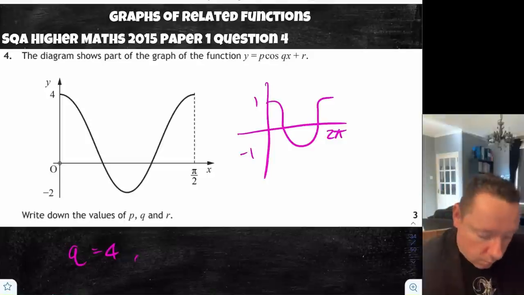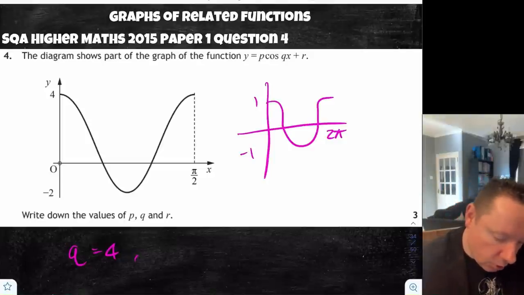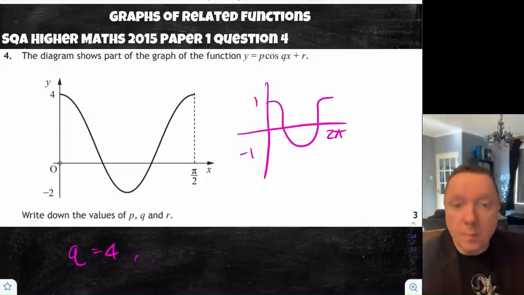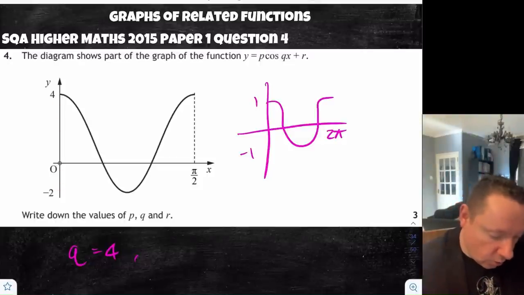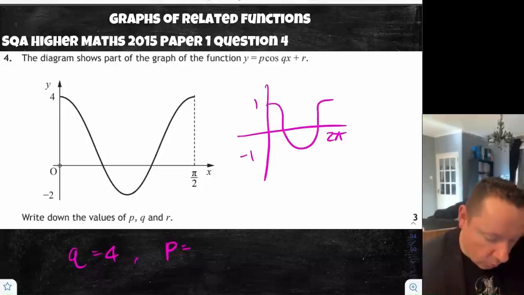because I should have 4 of them up to 2 pi. Okay, to get our amplitude, if we just work out the difference between the maximum and minimum, I've got 4 and minus 2 is 6. So to get p, I can just do 4 to minus 2 is 6. Half of that is 3, so I get 3.